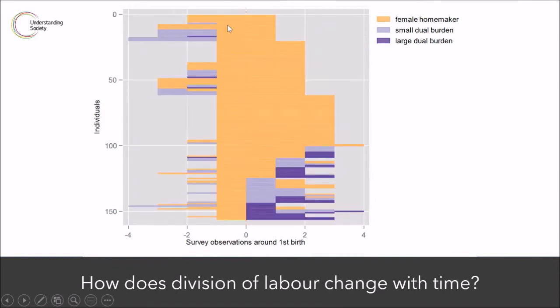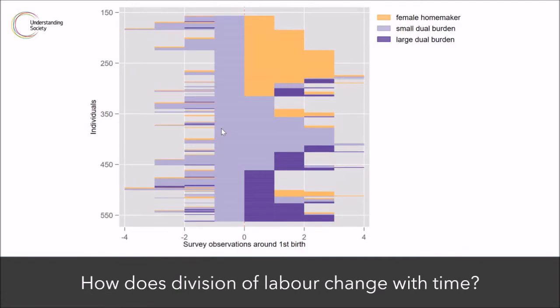So these are all women in the interval prior to first birth who had, according to my definition, a female homemaker division of labour. And what I observe over the forthcoming survey waves is that whilst there is an increase in the number of women returning to work over time, the majority do still remain female homemakers.